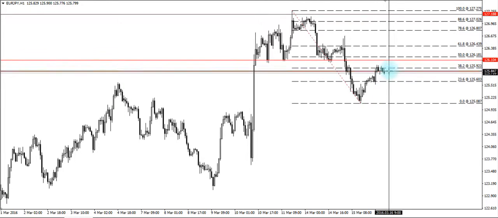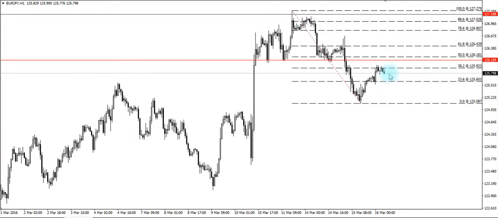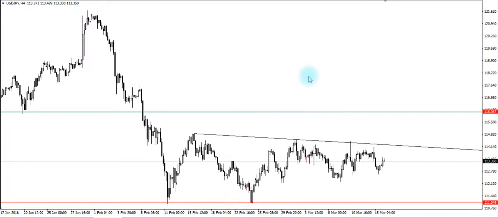Or if not, we'll just be waiting for the price to retrace a little bit further back to this level to sell again. So that is for the euro against Japanese yen. Alright, we're moving very fast today, and now we have the dollar against Japanese yen.